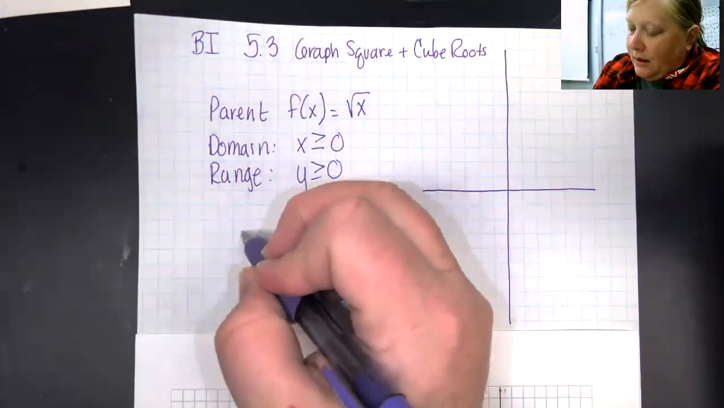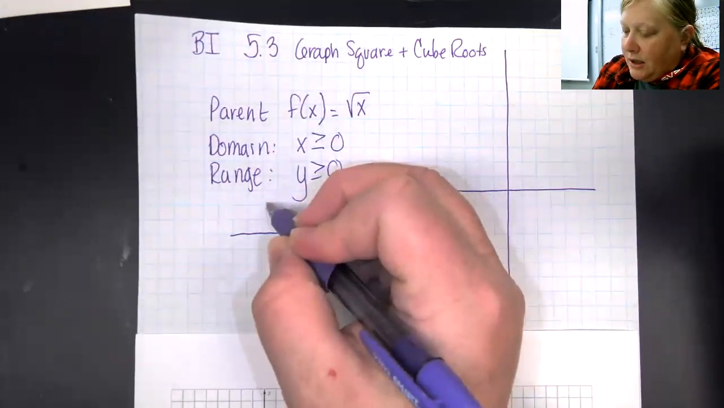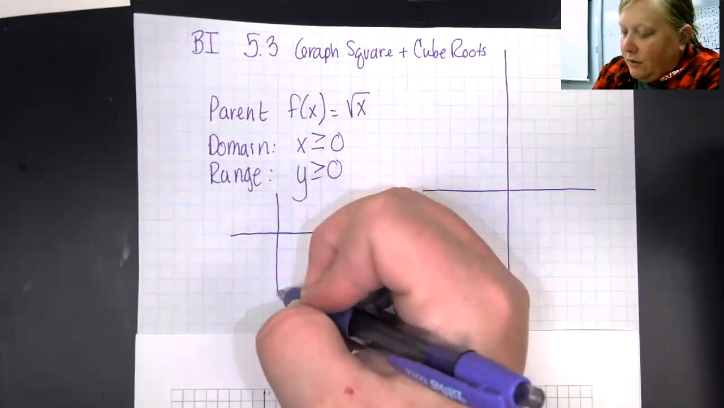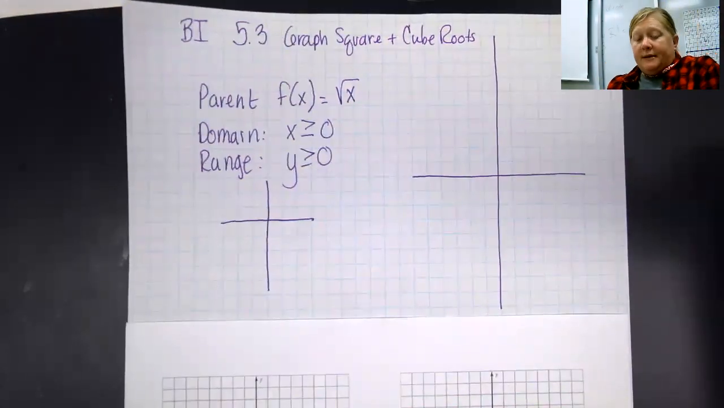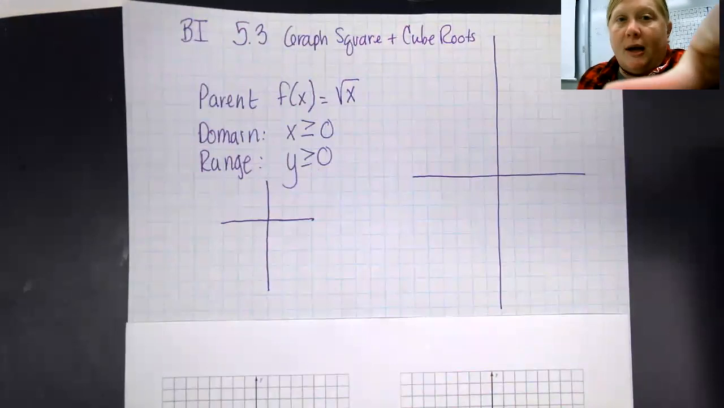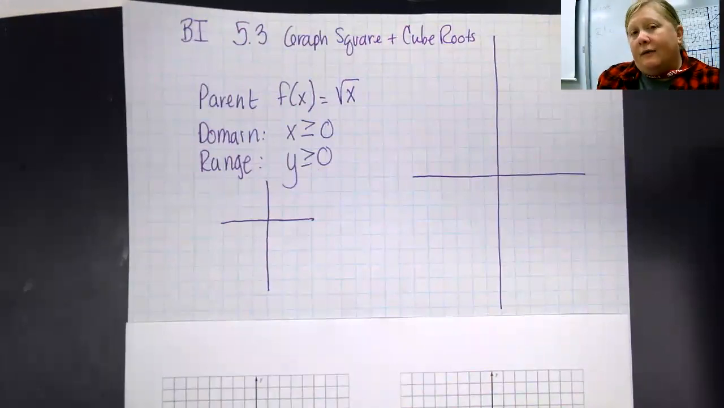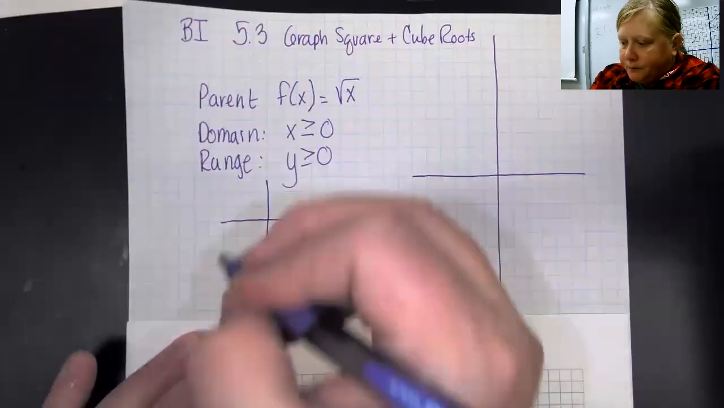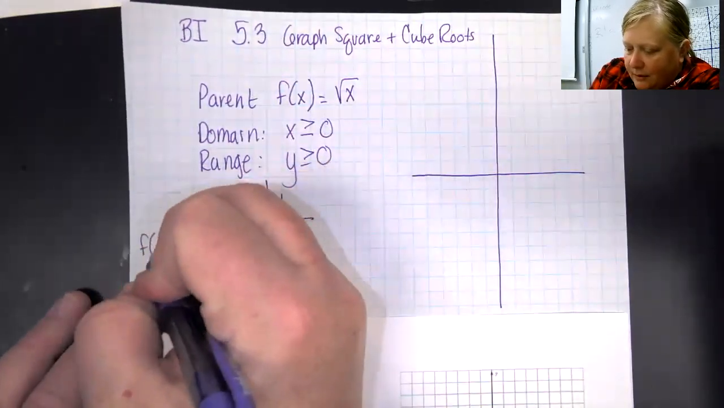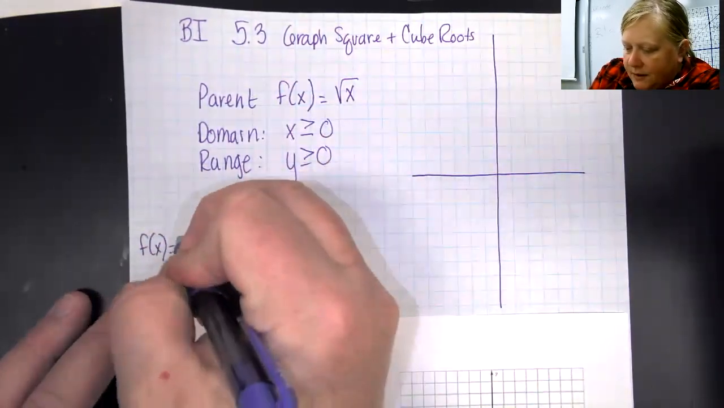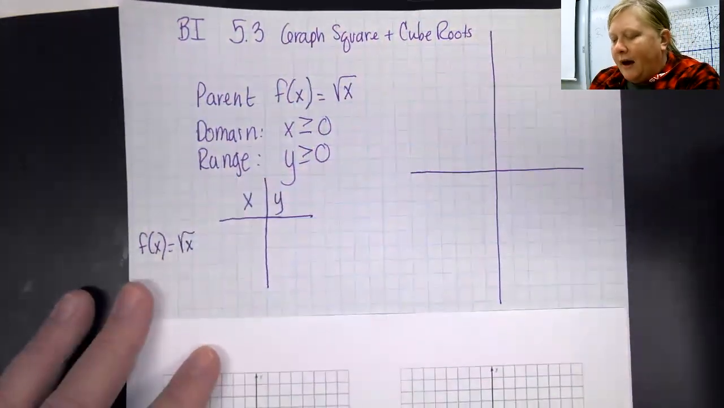And as with all parent functions, I like to give you kind of an idea. So this is the set of points that I use pretty much every time. And then after this, I'm going to translate stuff, okay? Here's my x and here's my y value. And again, I'm going to write this down here. f of x equals the square root of x.